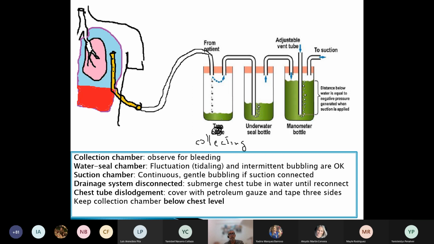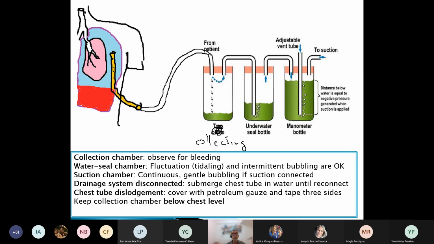Your only issue with this collecting chamber is one: if what is coming is bright red and in abundance. Abundance, says your book, is 70 milliliters per hour, but it's not something you ever see. Bright red, bleeding: call the doctor, inform the doctor the patient is bleeding.